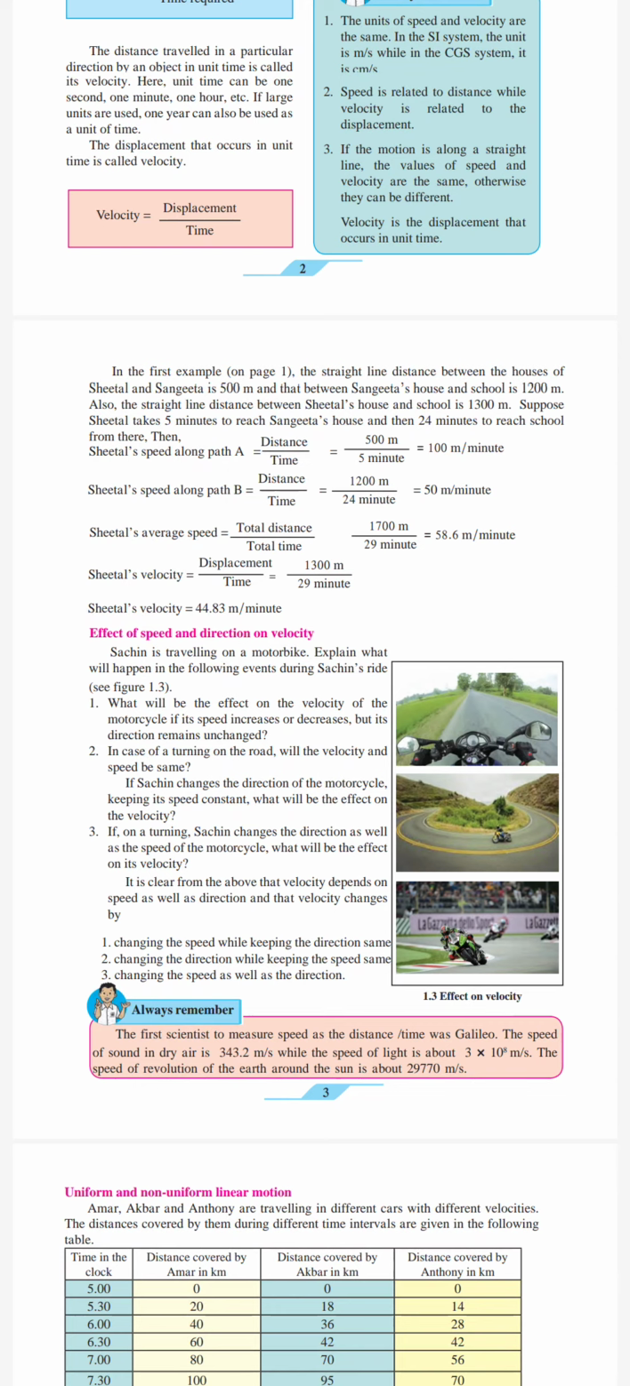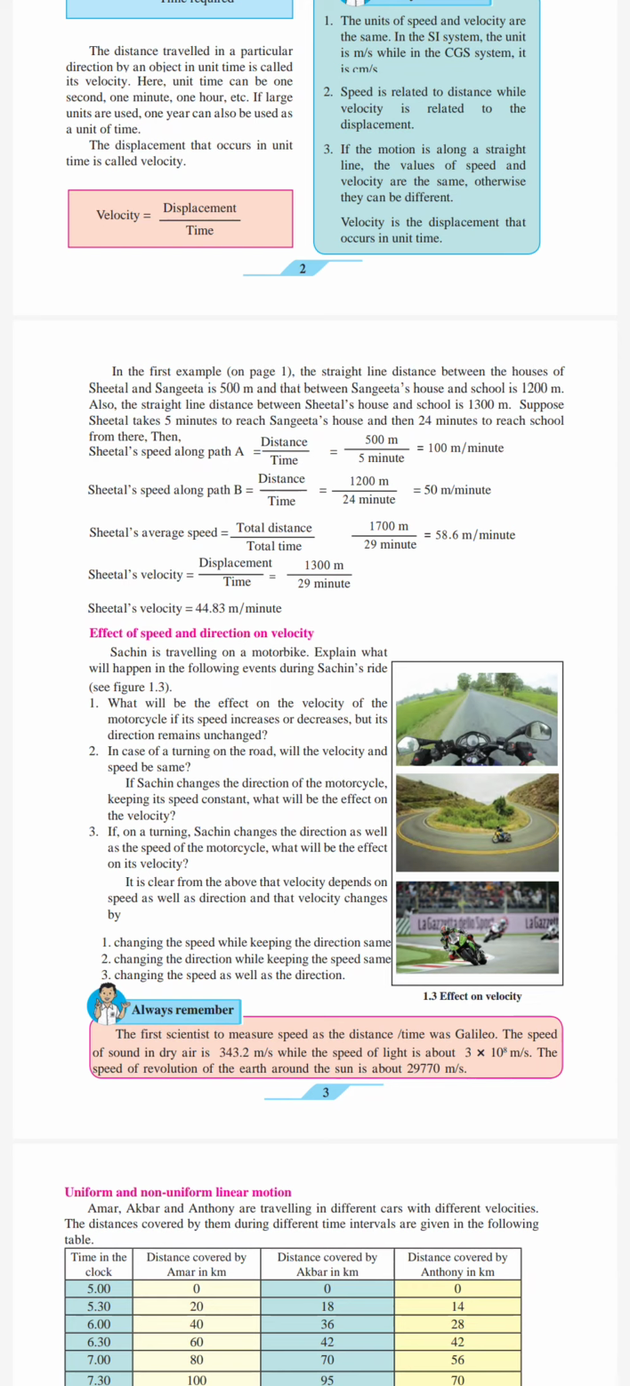But Seatal's house along path B means Seatal is going with Sangeeta to school. That is 1200 meters distance, but the time is now different. It is 24 minutes. So it is 50 meters per minute. But the average speed means you have to add. It means 500 plus 1200, that is 1700, and 5 minutes plus 24 minutes is 29 minutes. Now here the speed is different, that is 58.6 meters per minute. This is the case of speed.